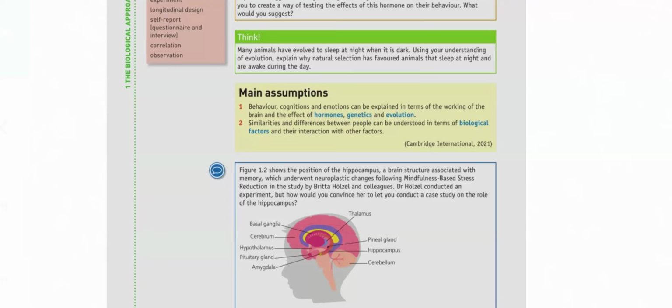The number two thing that they're saying over here is similarities and differences between people can be understood in terms of biological factors and their interaction with other factors. So what they're saying here is that when you want to understand the similarities and differences between different people, what you can look at is biological factors. That is the number one thing that you should essentially also look at, right?